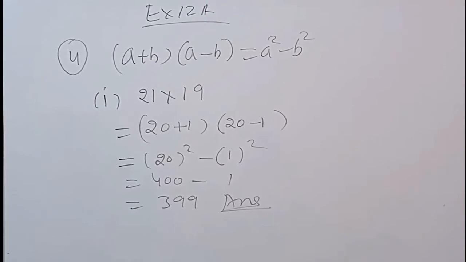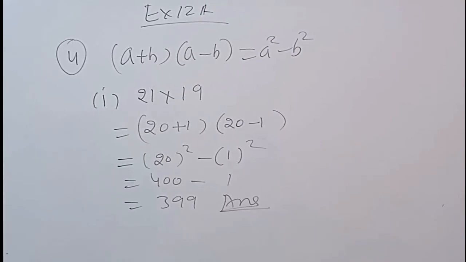Children, now taking question number 4 of exercise 12a, that is use the formula (a + b)(a − b) = a² − b² for solving the sums.